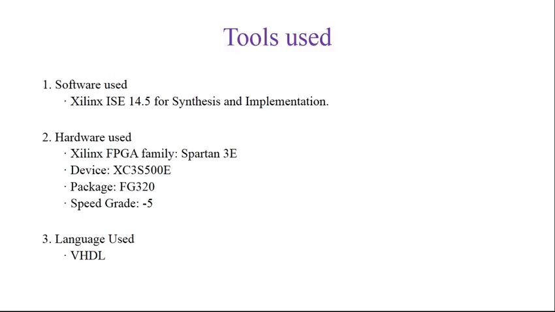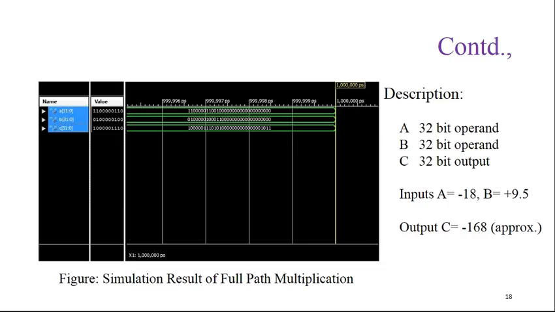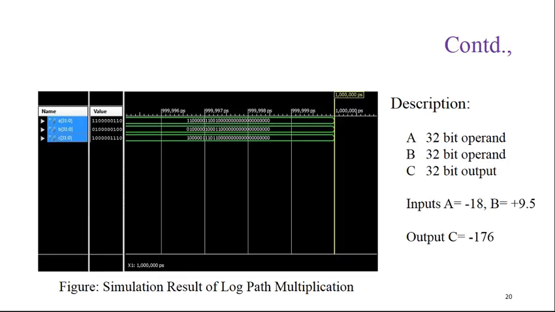For simulation we have used Xilinx ISE 14.5 for synthesis and implementation and hardware used is Spartan 3E for the device XC3S500E and package FG320 speed grade of -5. The language used is VHDL. This represents the register transfer logic of the full path multiplication where it indicates all the blocks that are covered. The inputs being -18 and plus 9.5, the same answer we have obtained minus 168 which is an approximate value. Similar way for the log path also we have obtained output C value as minus 176.